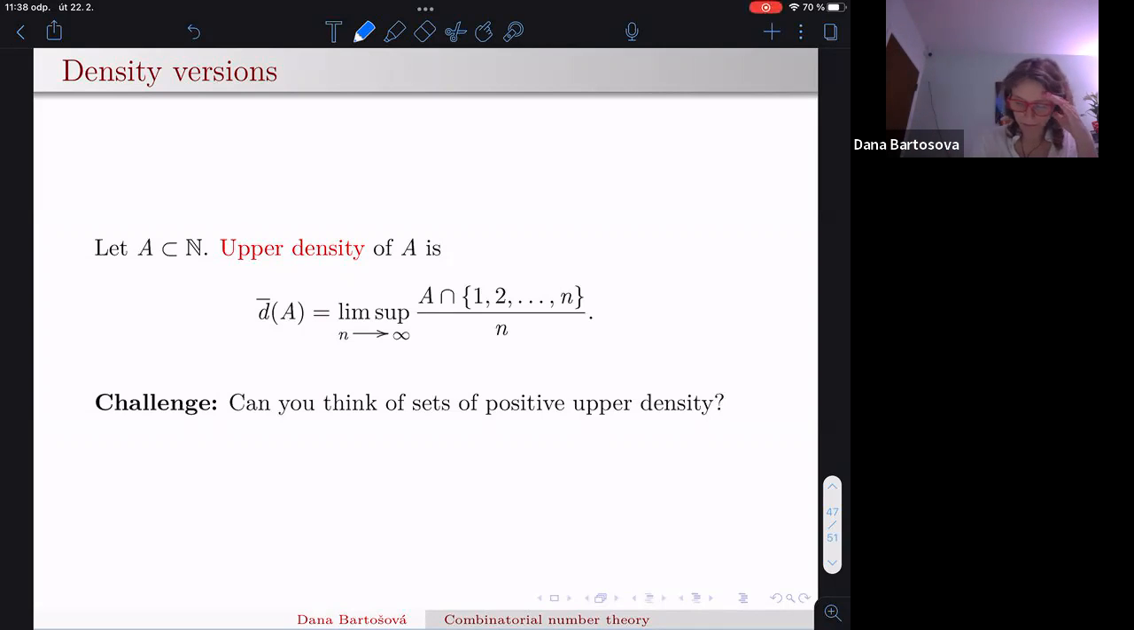So here we're just using the density where we are looking at how large A is at the first n many elements of natural numbers proportionally to how many elements I'm looking at. You might also be familiar with Banach density, where you're looking not only with respect to the first n many elements, but you're allowed to look at all intervals of length n and look at how A looks there. But the results that I will mention work only with this upper density. So any suggestion of a set of positive upper density?